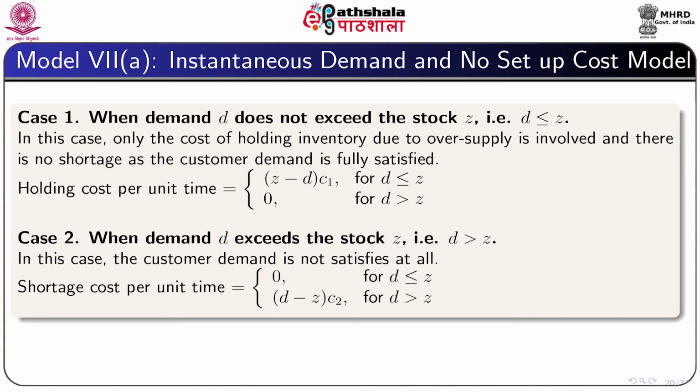When the demand D exceeds the stock Z, that is D greater than Z, the customer demand is not satisfied at all. Therefore, the shortage cost per unit time is equal to 0 for D less than or equal to Z, and (D minus Z) into C2 for D greater than Z.